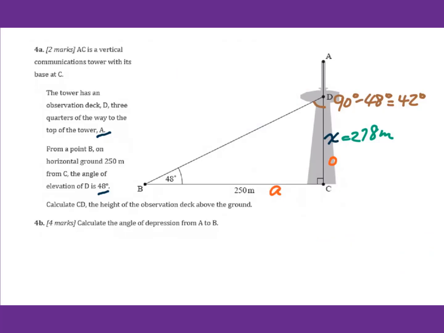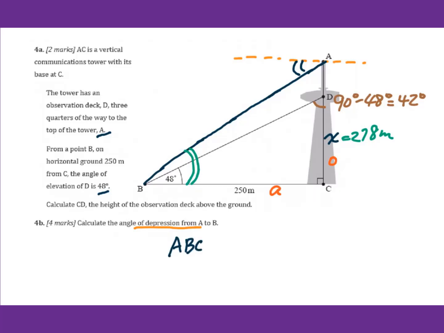For B, calculate the angle of depression from A to B. So we draw the horizontal line. When you do the depression angle, remember, draw the horizontal line, then connect this. This angle we are looking for. From A, that is the depression angle, but from B, it will be the elevation angle. This elevation angle will be equal to this depression angle. So we are looking for this ABC now.